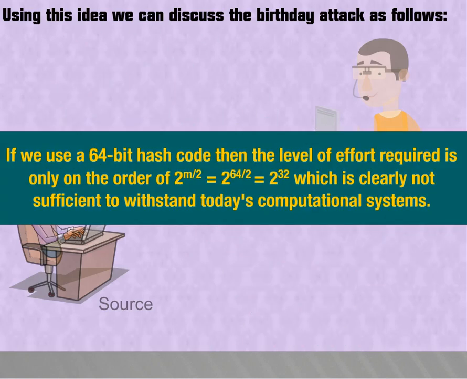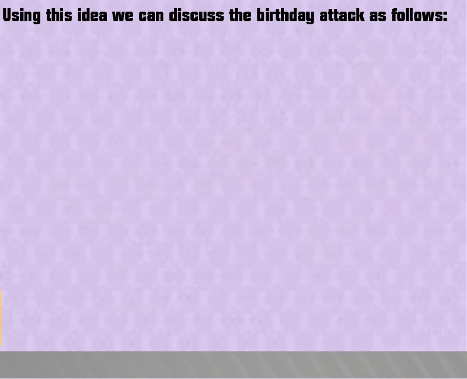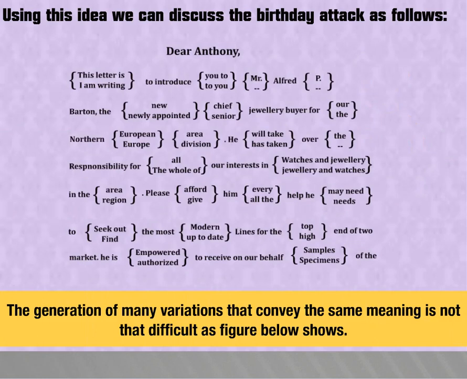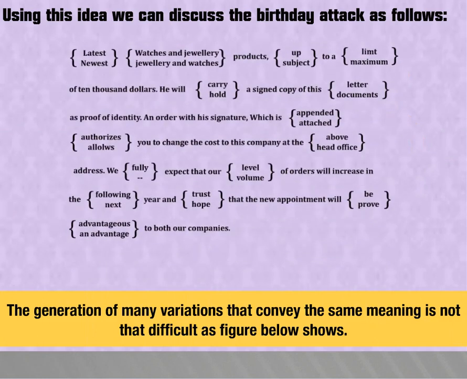If we use a 64-bit hash code, then the level of effort required is only on the order of 2 power m by 2, which is equal to 2 power 64 by 2, which is equal to 2 power 32, which is clearly not sufficient to withstand today's computational systems. The generation of many variations that convey the same meaning is not that difficult, as the figure below shows.